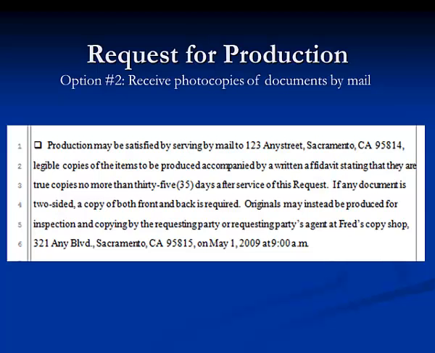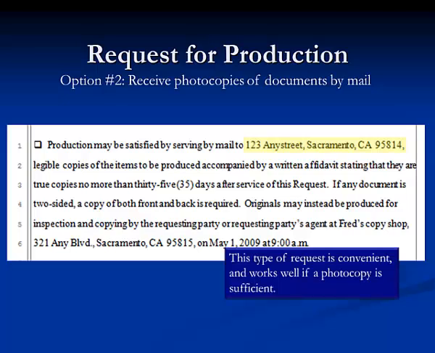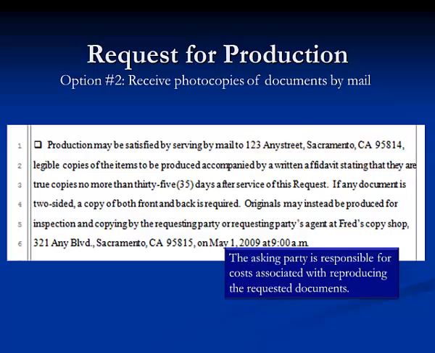The second possibility is that production may be satisfied by serving by mail to, and then your address, legible copies of the items or things to be produced. Oftentimes you do not need the original items, you just wish to see a copy, and this allows the other side to simply mail a copy to you. Because the asking party bears the cost of production, you may be billed for the cost of making the copies, although as a professional courtesy, frequently offices and parties in a case will typically overlook a small number of documents as the effort and energy to bill the other side exceeds the cost to make the copies.